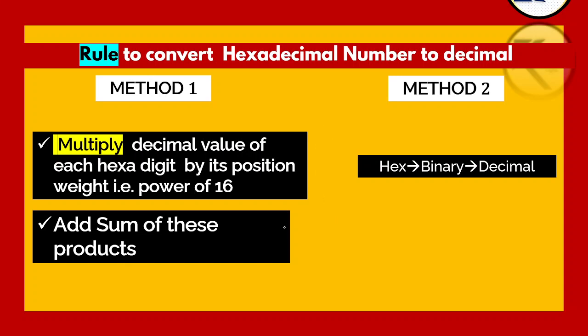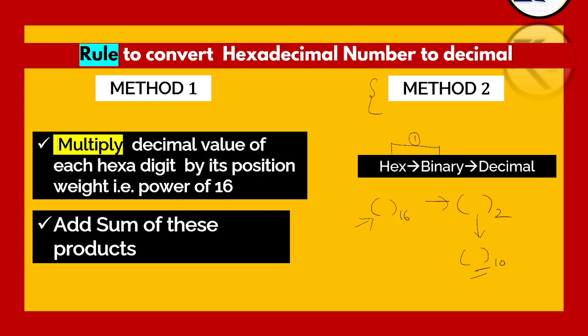And before I discuss this method in detail, let's quickly see what method 2 tells me. It says hexa to binary to decimal. That means you are given a hexa number. Find out its binary equivalent first. And then you find the decimal equivalent of that binary number. And this decimal equivalent will be equal to the decimal equivalent of this hexa number. So this is a two-step process.